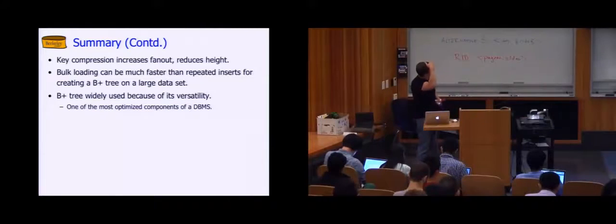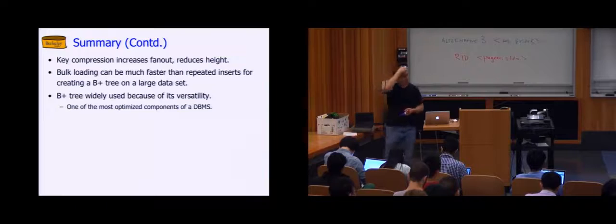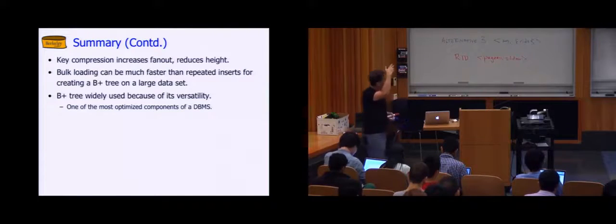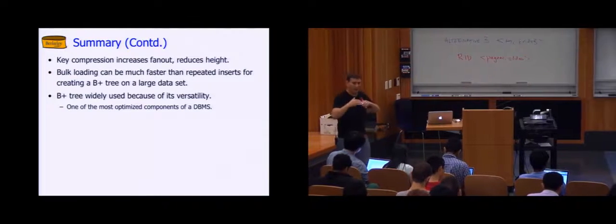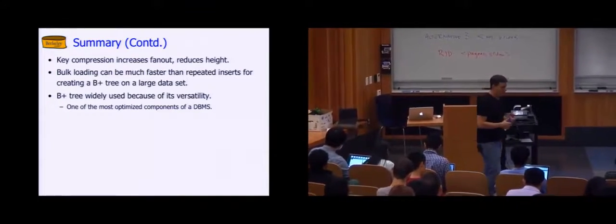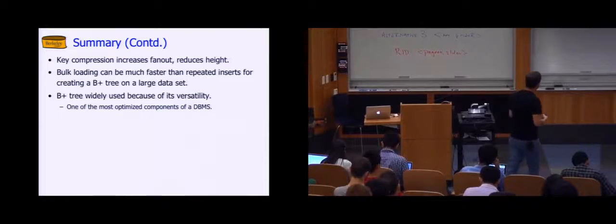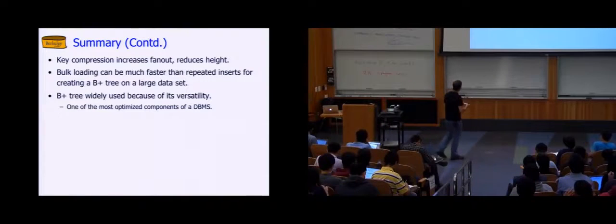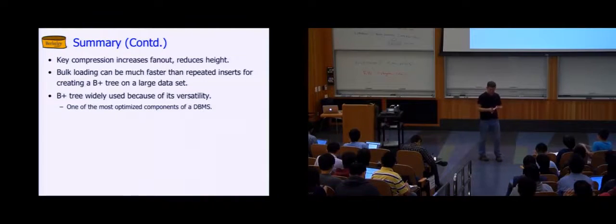Okay. The rest of the summary slide is summary. So key compression, we learned last time, will increase our fan out, which could decrease the height of the tree, which is a big win. We learned about bulk loading. It's much faster than multiple inserts. And then to emphasize one more time, B+ trees are widely used because of their versatility. They handle range queries as well as point lookups.